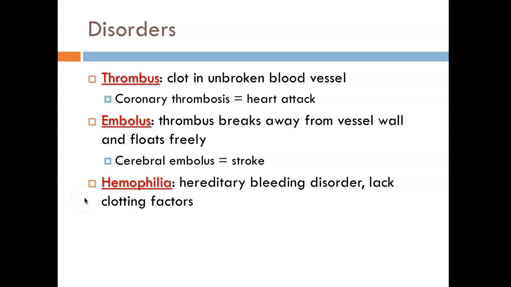Hemophilia is a hereditary bleeding disorder. This is a disorder that is linked on the X chromosome. I don't know how much genetics you got in cell bio, if you got very much at all. It's one of those things that they kind of throw in at the very end. It is a very important topic, very important unit for biology.